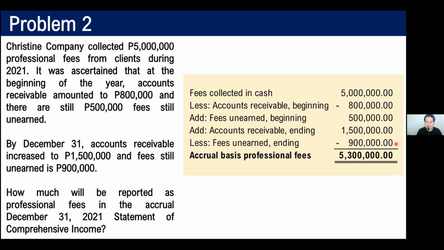Again, perform the mathematical calculation. 5 million minus 800 plus 500 plus 1,500,000 minus 900,000. Your accrual basis professional fees is 5,300,000.